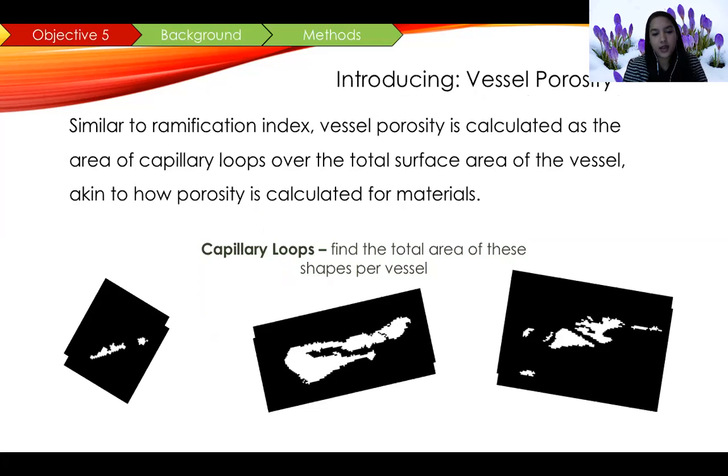Vessel porosity is calculated as the area of capillary loops, which are the gaps where a vessel branches and reconnects to the larger network, over the total surface area of the vessel. We use area instead of volume because our images are 2D. Pictured are some images of the capillary loops as shapes. Vessel porosity is similar to ramification index in that it measures how much space is filled within the larger vessel boundary.